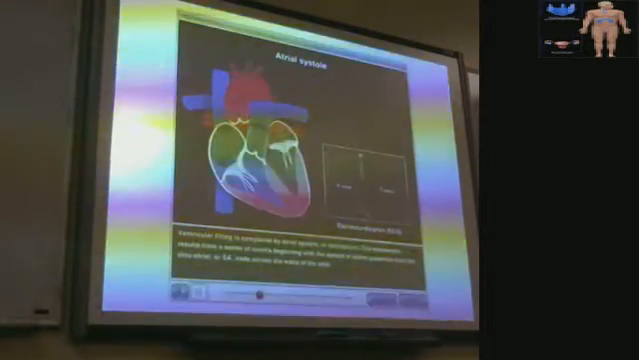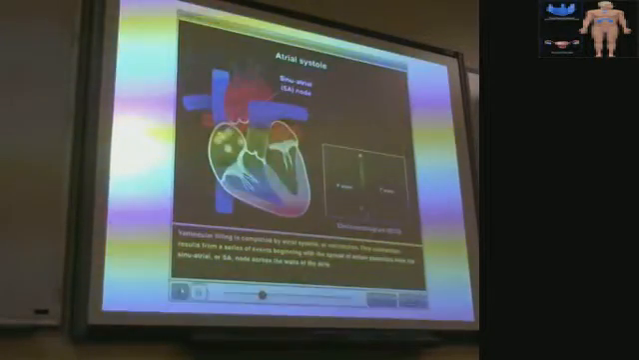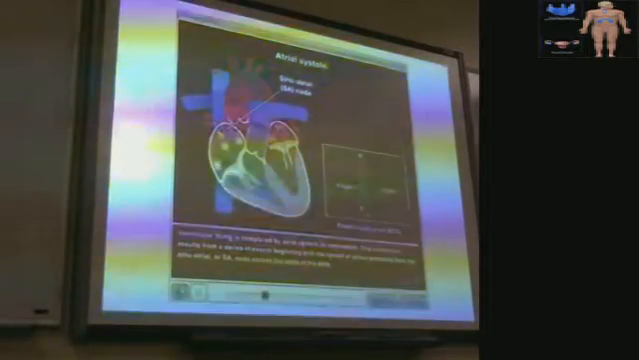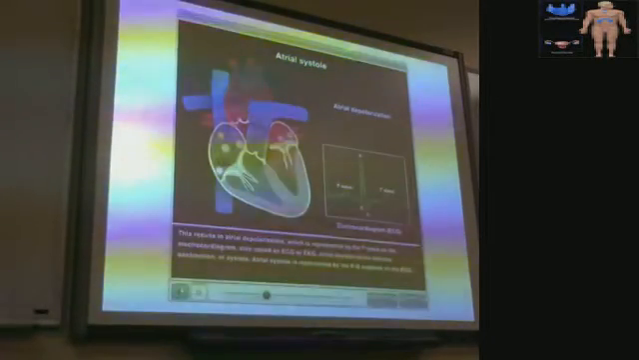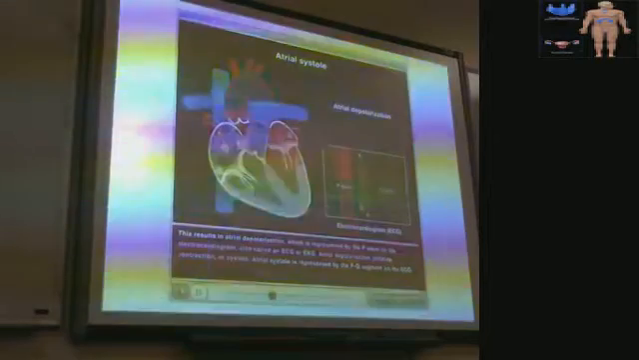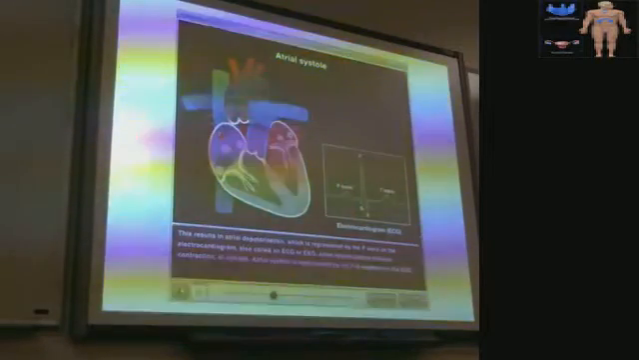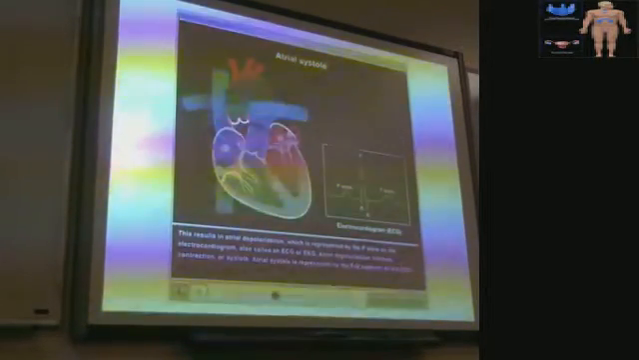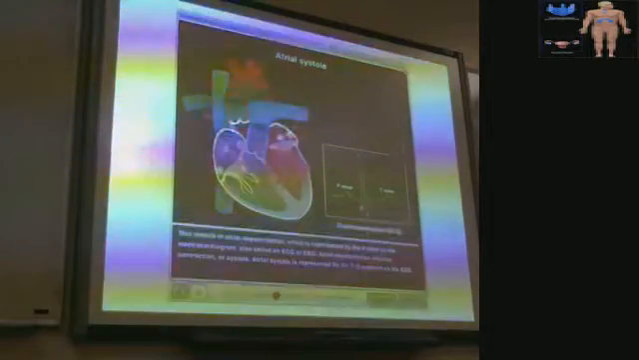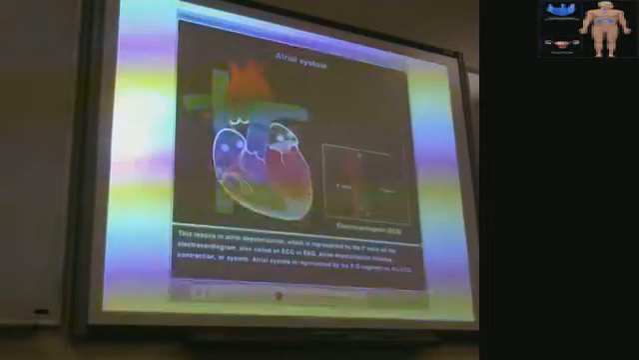This contraction results from a series of events beginning with the spread of action potentials from the sinoatrial, or SA node, across the walls of the atria. This results in atrial depolarization, which is represented by the P wave on the electrocardiogram, also called an ECG or EKG. Atrial depolarization initiates contraction, or systole. Atrial systole is represented by the PQ segment on the ECG.